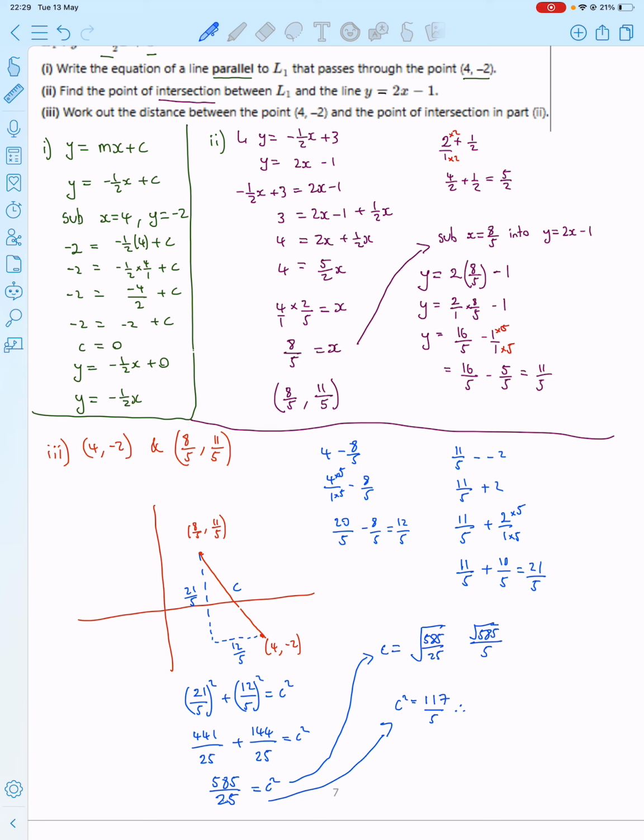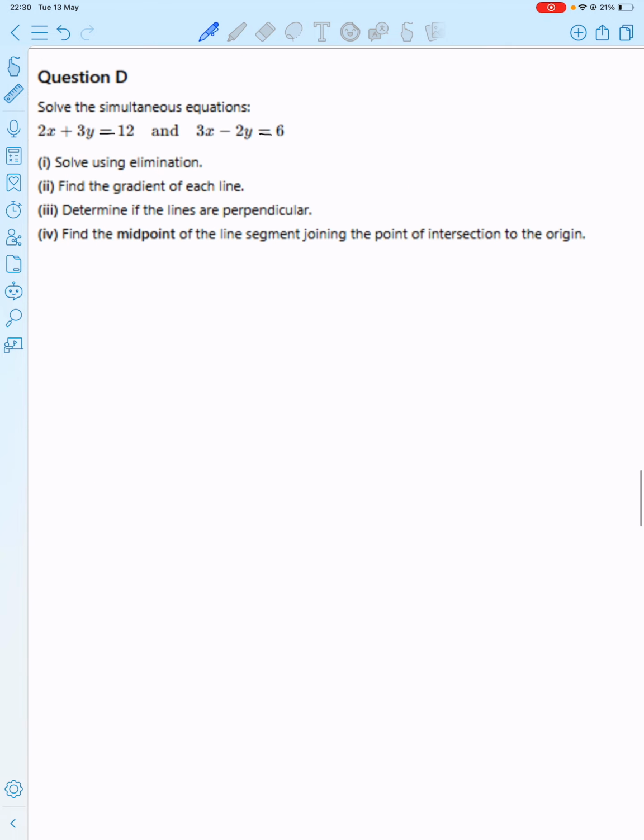So therefore, c equals the square root of 117 over 5. So like that. There are quite a few ways in which we can write it, but something like this is just for checking, just for the sake of practicing our non-calculator techniques. Of course, you can check with a calculator as well that your answer is equivalent to mine by putting it into a calculator. Okay, let's do question D.